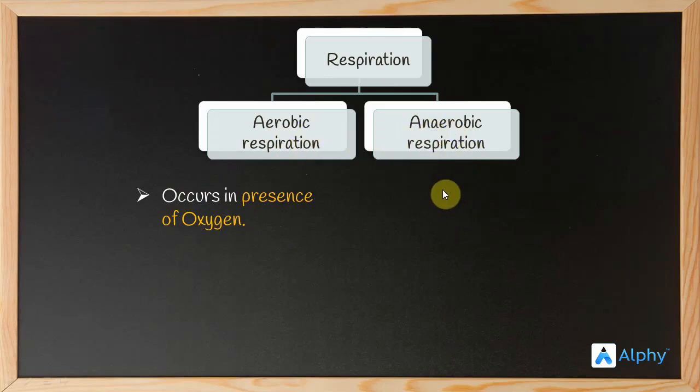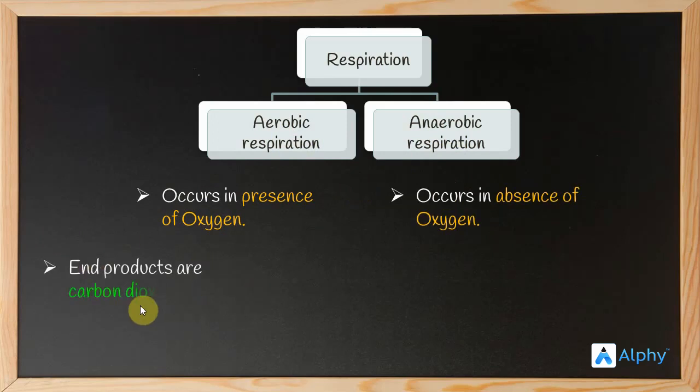So what happens in this one, it occurs in the absence of oxygen. Okay, so this is one of the major differences between these two modes of respiration. Secondly, in the case of aerobic respiration, the end products are carbon dioxide and water. Like you saw in the previous slide in which a reaction was shown, that reaction was for aerobic respiration.